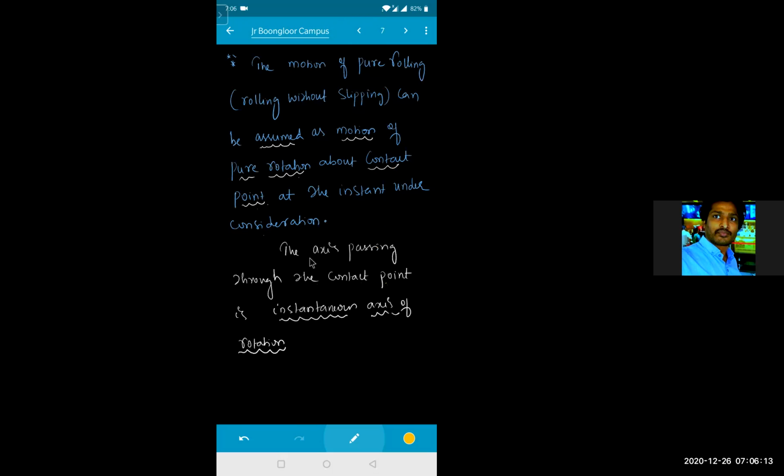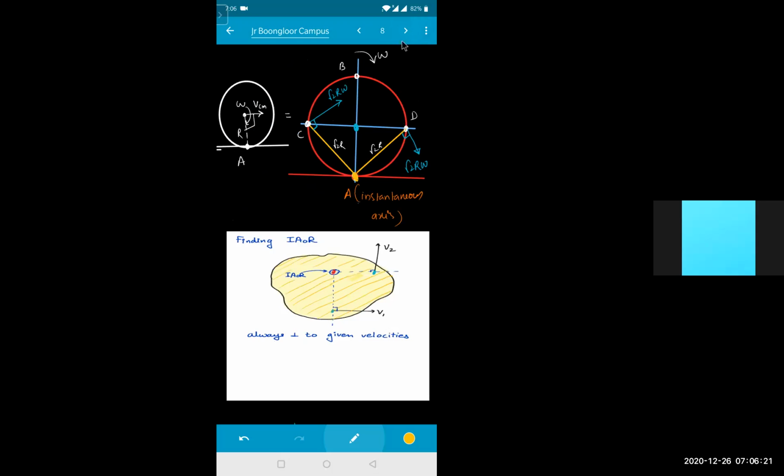So what is meant by instantaneous axis of rotation? The axis passing through the contact point is called the instantaneous axis of rotation. Is it clear? If your particle is moving in this direction, drop a perpendicular from that one. This will be your instantaneous axis of rotation at the point of contact. This is VCM. So at the point of contact, you draw a perpendicular, and that will give you the instantaneous axis of rotation.